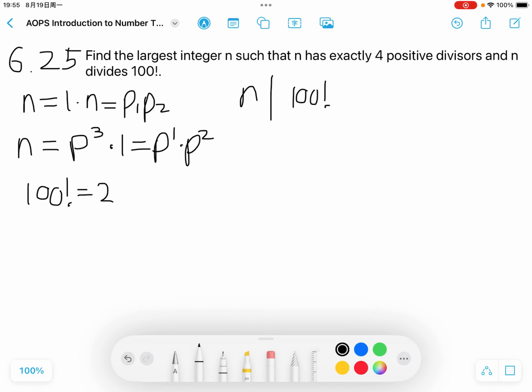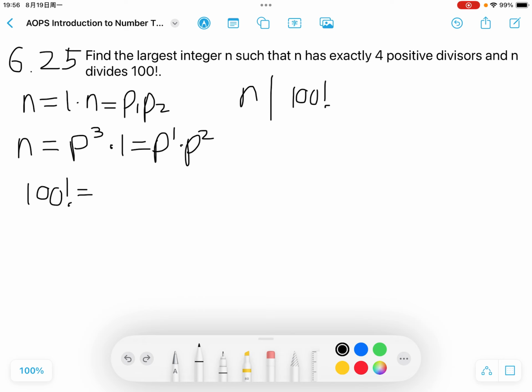100 factorial is equal to 2 to the power of 50 plus 25 plus 12 plus 6 plus 3 plus 1. Then 3 to the power of blah blah blah, and then we have 5 to the power of blah blah blah, etc. Now that doesn't look like the best strategy right now after we tried factorizing it, because you realize that there are too many prime numbers and you'll be writing these prime numbers for a really long time. So what should we do then?